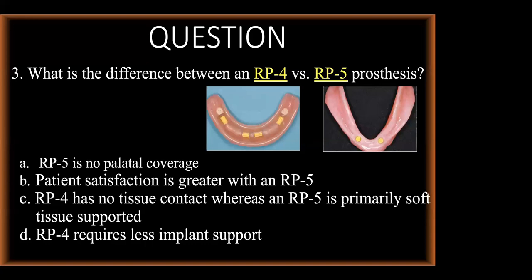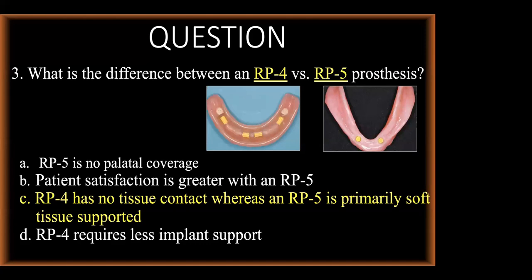Okay, what's our polling say? Yes, C is the correct answer. So let's see, why is C the correct answer? Number one, RP5 on the palate does have palatal support. So it's soft tissue supported. You definitely need palatal support.